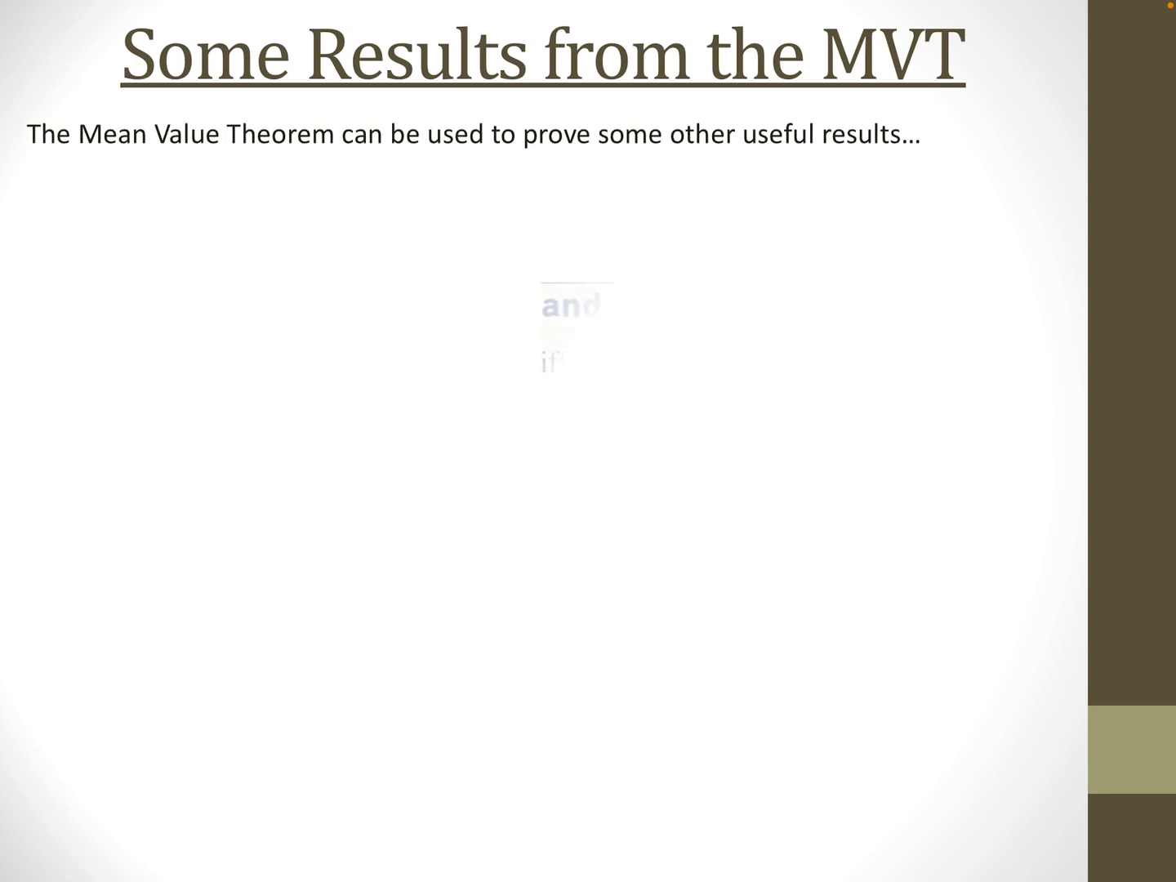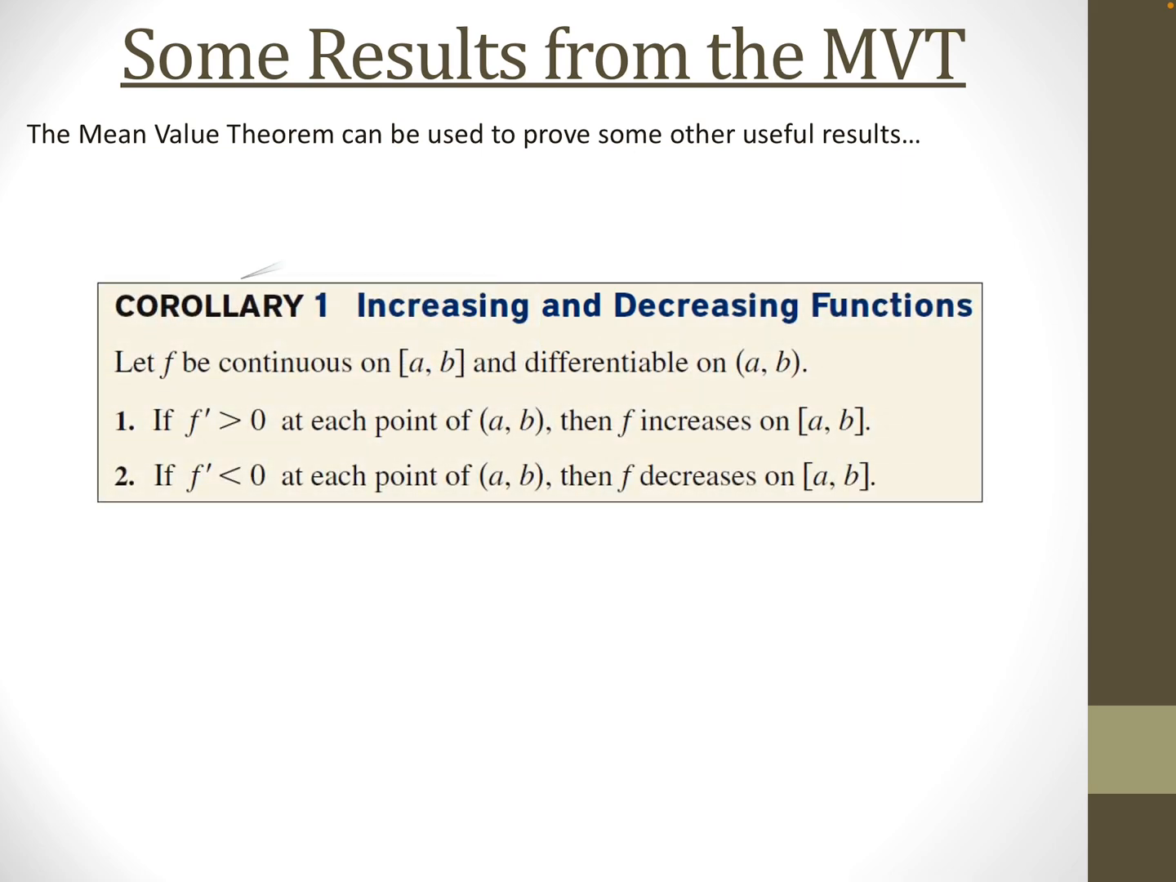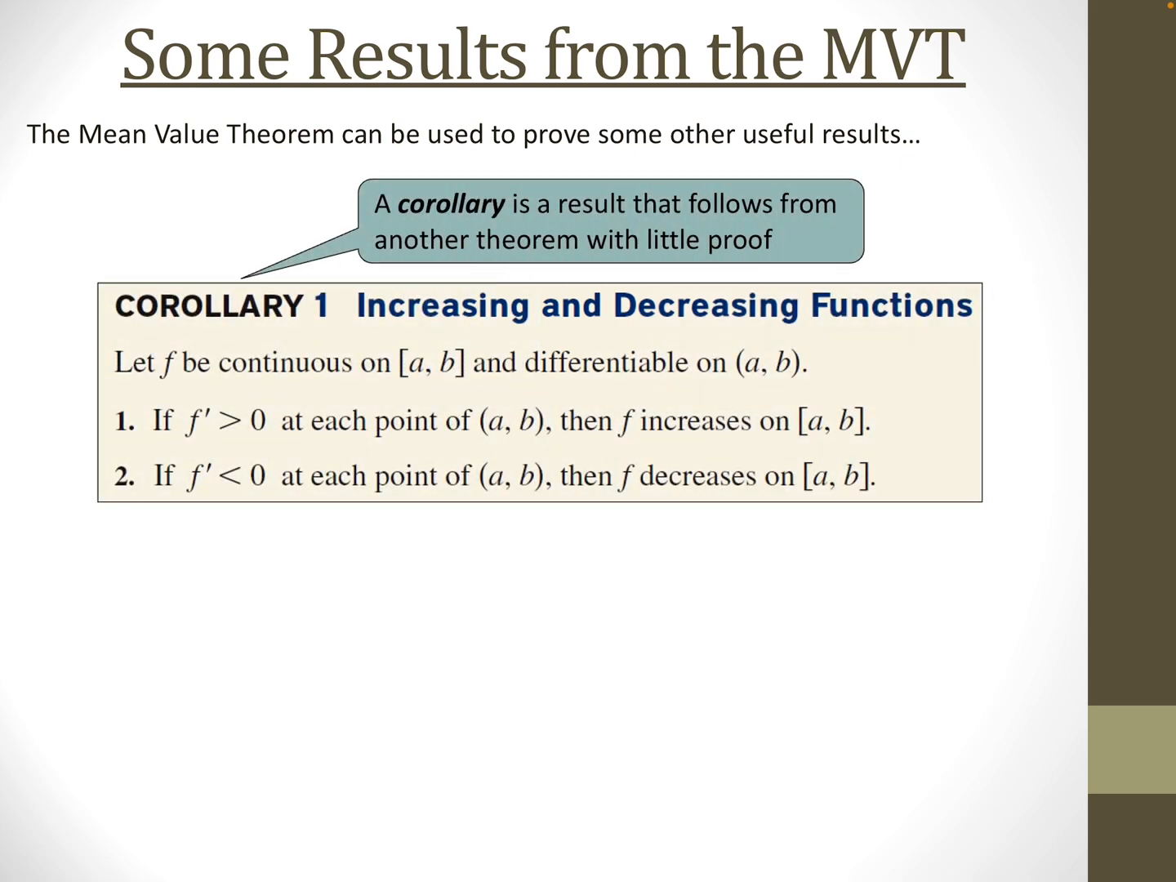Okay, some results from the mean value theorem. Some other things that immediately follow from the mean value theorem are some information about increasing and decreasing functions. If you've never seen the word corollary before, a corollary is a result that follows from another theorem with very little proof. So we've got the mean value theorem in our hand, and we immediately get these corollaries.